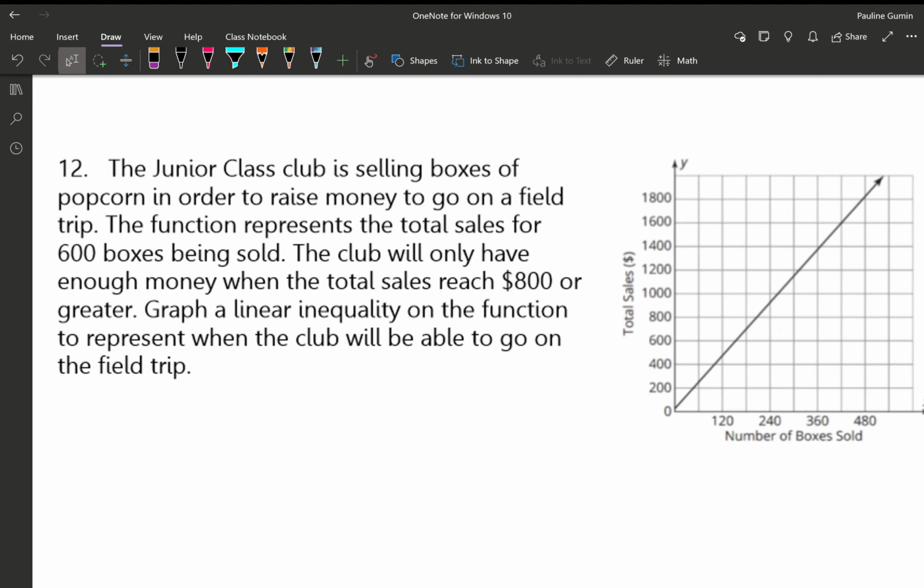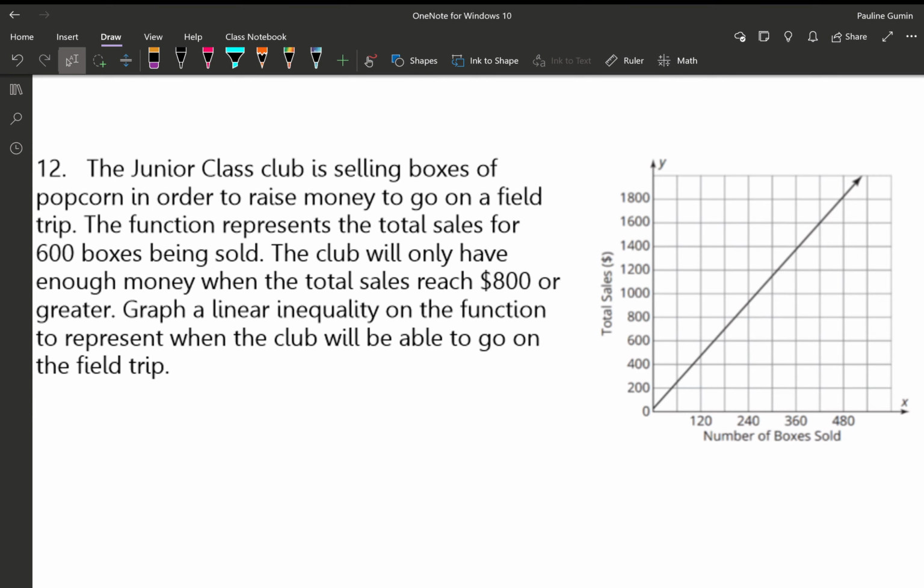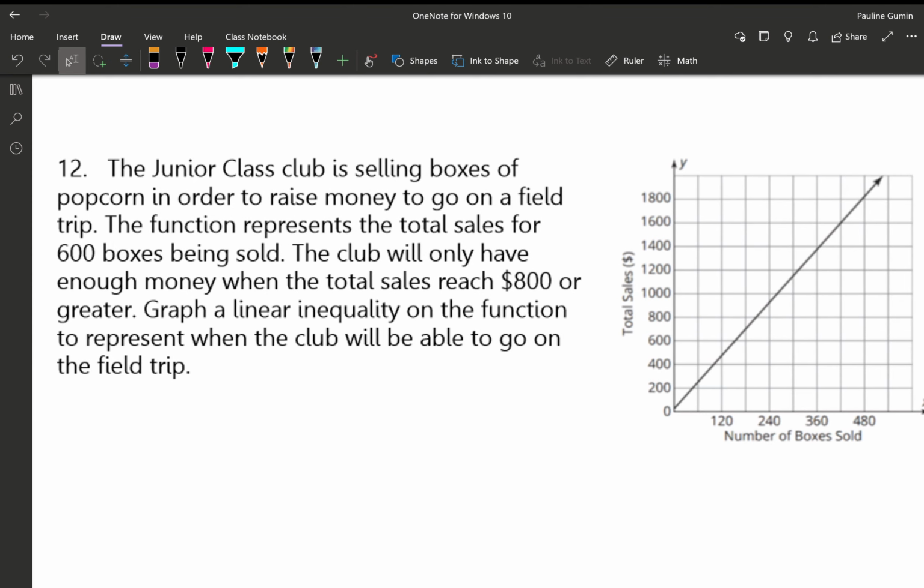Let's graph it. So here is the graph that represents how much money that the junior class will make as it sells boxes of popcorn. The goal is $800. So let's find 800. Whoops, I colored 1,000 in as well. That's fine. I want to see, where does 800 intersect our graph? Right here. This point right here, that would be our exact goal. That's 800 on the dot.